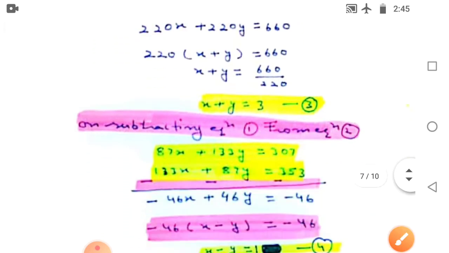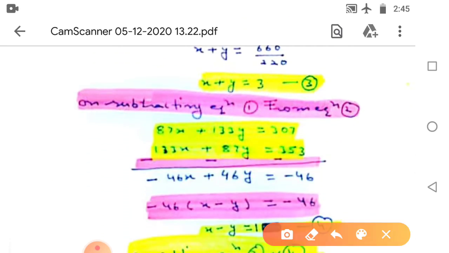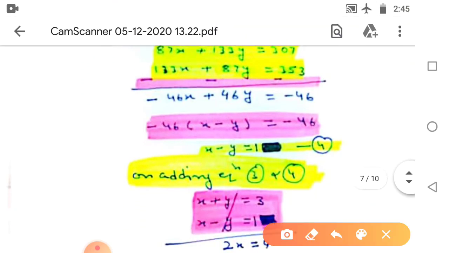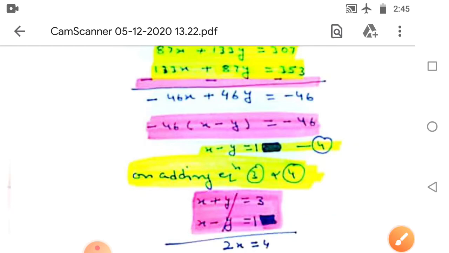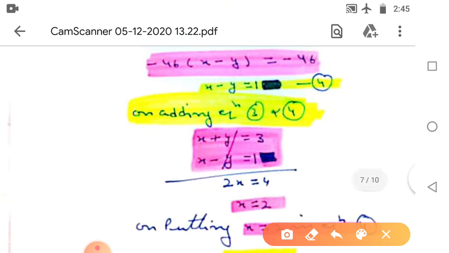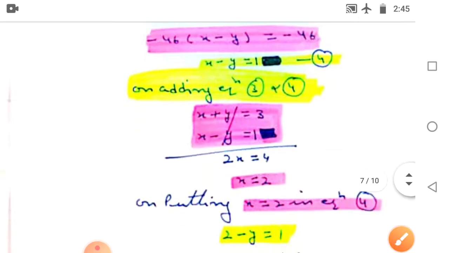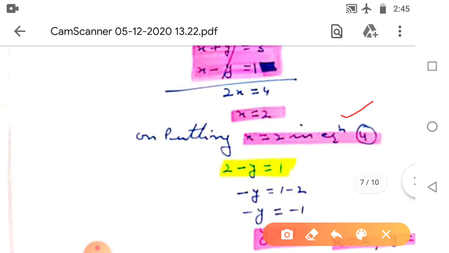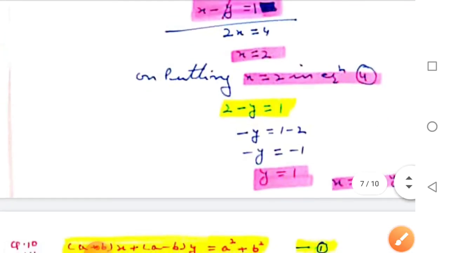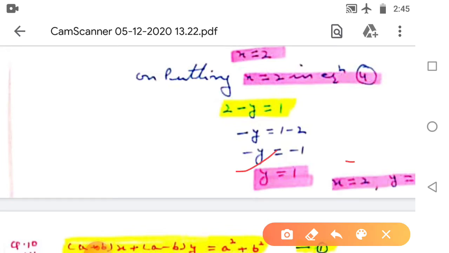Now subtracting one from another, here we are subtracting equation 1 from equation 2, and we get minus 46 into x minus y is equal to minus 46, and it is x minus y is equal to 1, that is equation number 4. Now on adding equation 3 and 4, we get the value of x as 2, and after putting the value of x in equation 4, we get the value of y as 1. So the value of x is 2, the value of y is 1.